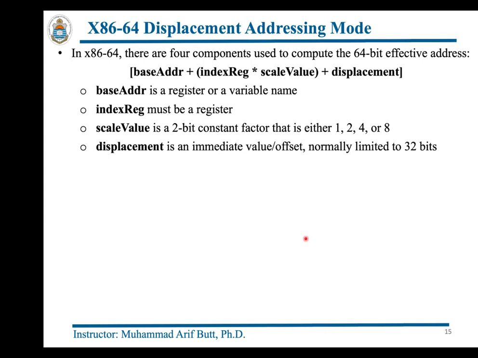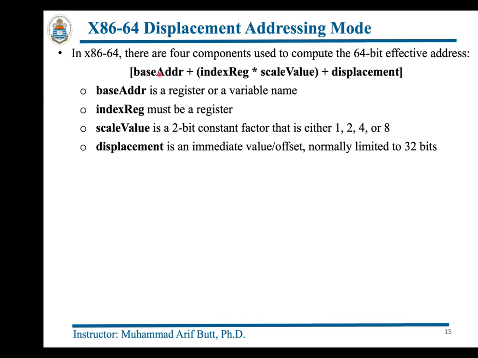Well, dear students, other than the implicit, immediate, direct, register and register indirect addressing modes, this slide shows the x86 displacement addressing mode. And these are the four components that can be used together to compute the 64-bit effective address of an operand.